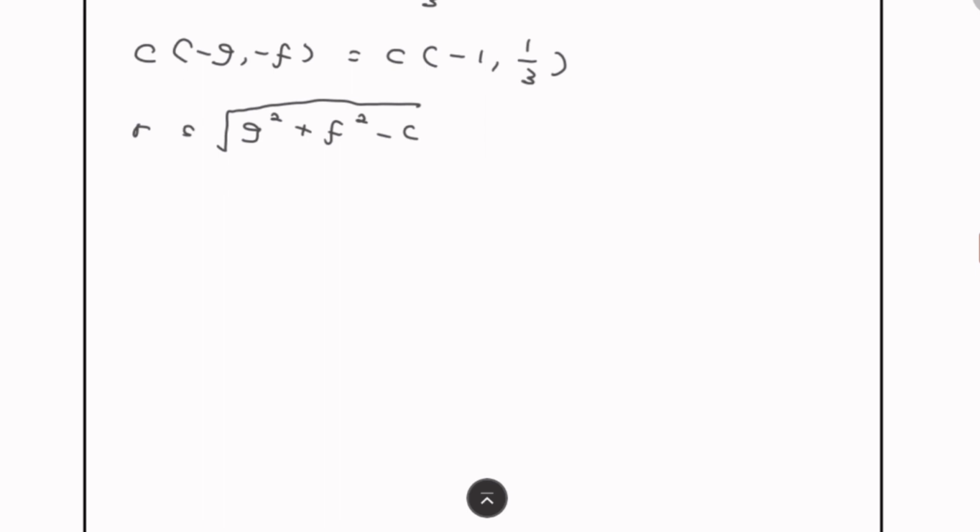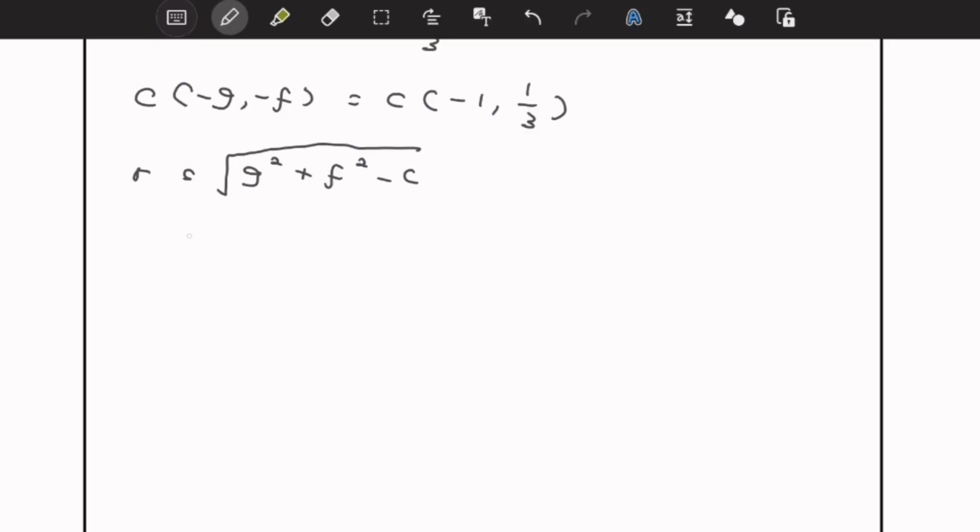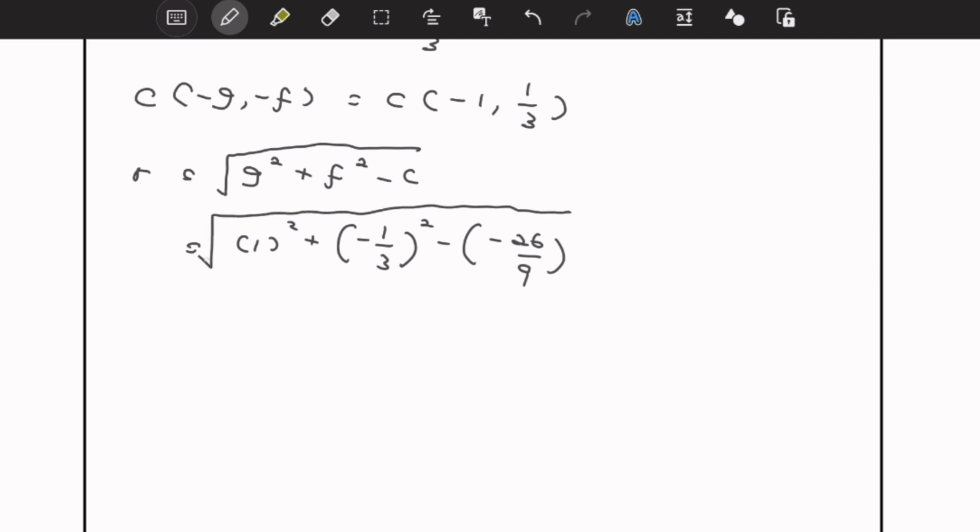Let's substitute everything into the formula. So we have the square root of 1 squared plus (negative 1 over 3) squared minus (negative 26 over 9). So we get the value of the radius equals 2. So let's proceed to part B.